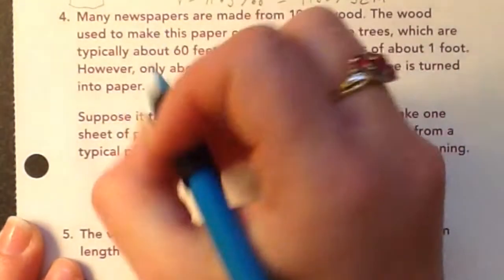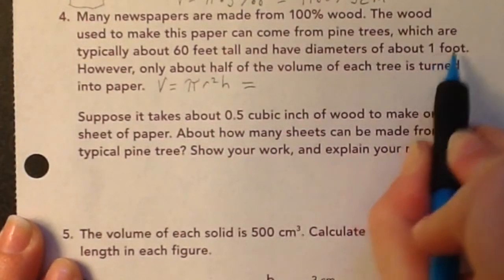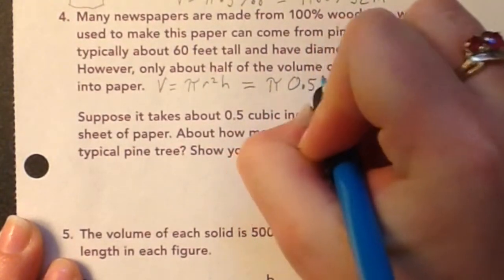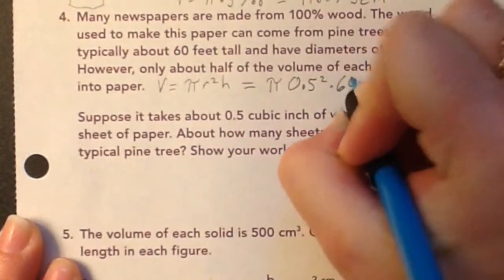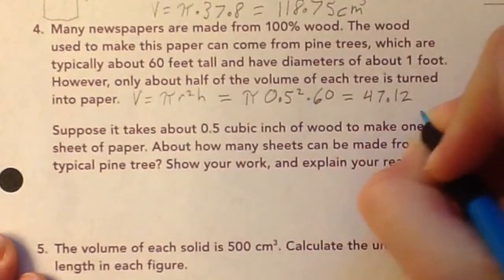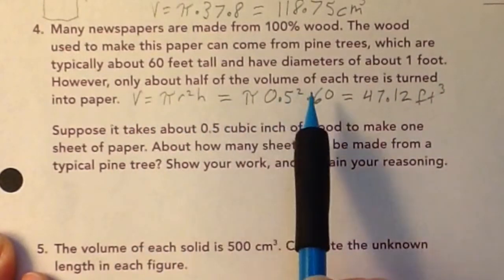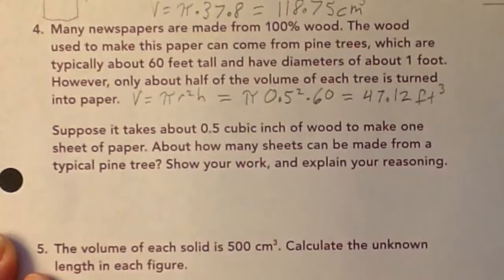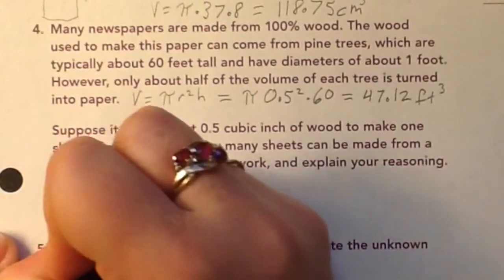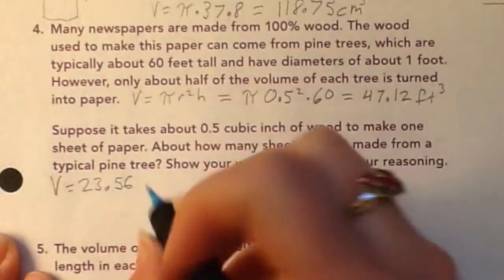So if I wanted the volume, in this case, we have a diameter of 1 foot, so we'll do half for the radius. So 0.5 squared times the height, which is 60. So all those multiplied together is 47.12 feet cubed. So that's the volume of the tree, but they're telling us that actually only half of it is turned into paper. So only half of this will actually become paper. So we're working with a volume of about 23.56 that we actually get to work with.